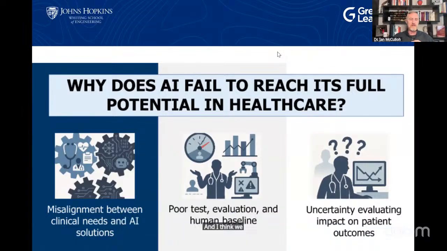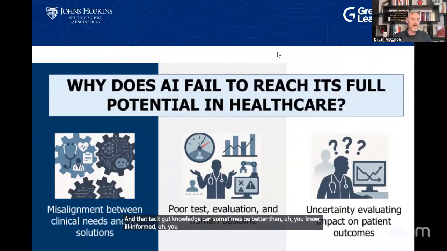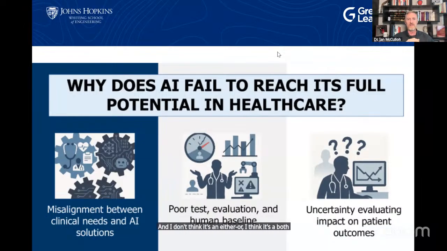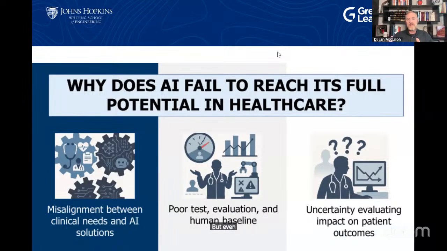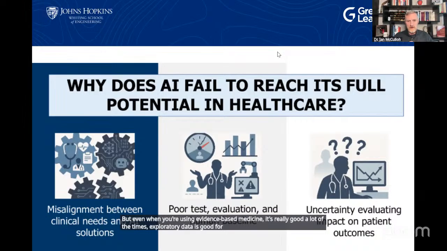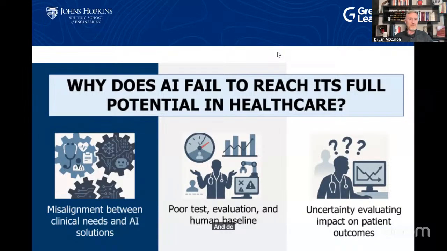And I think we see that in medicine where experienced physicians develop an intuition of what's wrong, and that tacit gut knowledge can sometimes be better than ill-informed, or the wrong kind of evidence-based medicine. And I know there's this debate between evidence-based medicine and intuition, and I don't think it's an either or. I think it's a both, right? There's a value of that intuition. There's a value of evidence-based. Exploratory data is good for hypothesis generation. You then still have to follow the scientific process and do the randomized controlled trial or the test and evaluation so that you know that it's working.